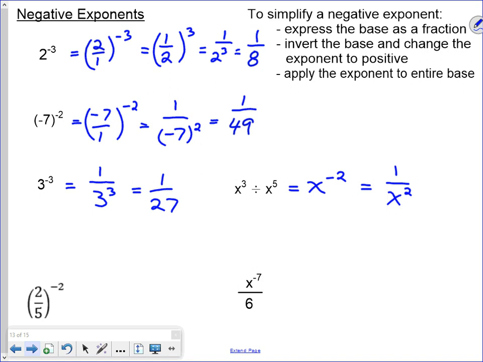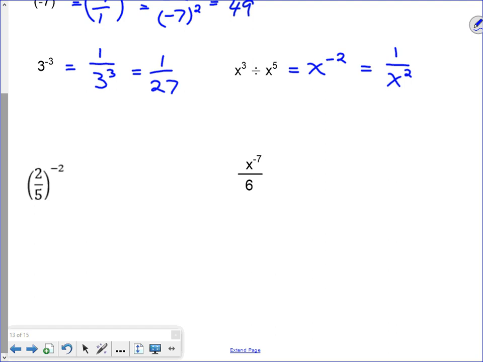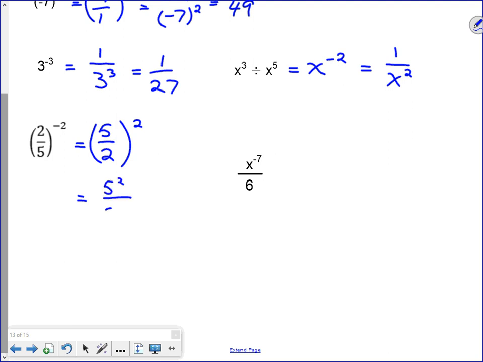Where the fraction thing becomes kind of important is if you've got something that is already a fractional base, something like (2 over 5) to the negative 2. There, you want to say, okay, the negative exponent means flip the fraction over, (5 over 2) to the exponent of 2. And then like we talked about, apply that exponent of 2 to both the numerator, 5 to the 2, and the denominator, 2 to the 2. So 25 over 4.